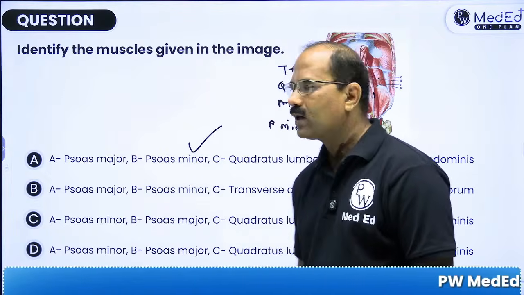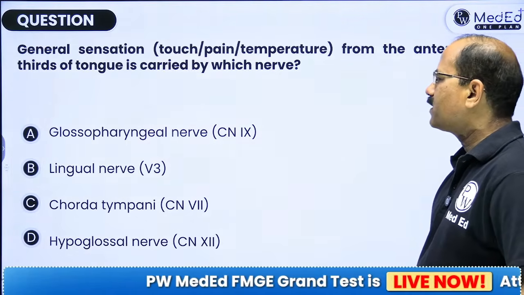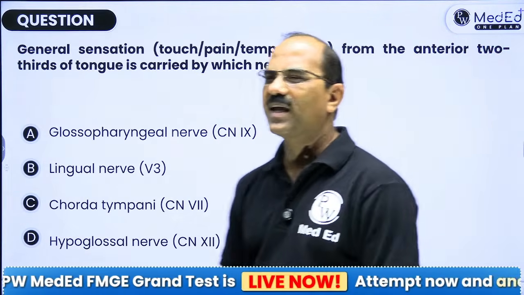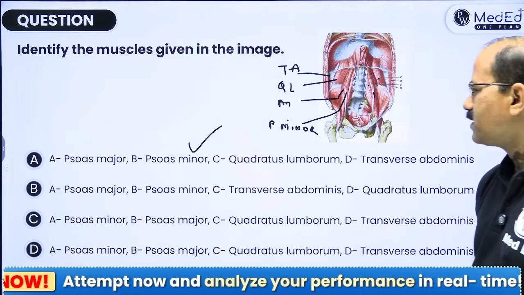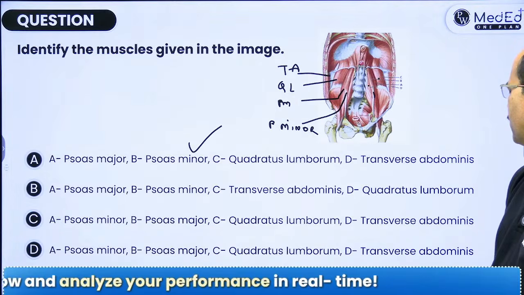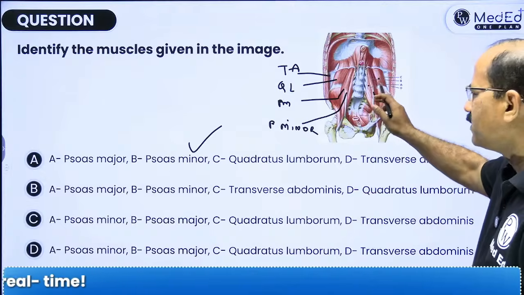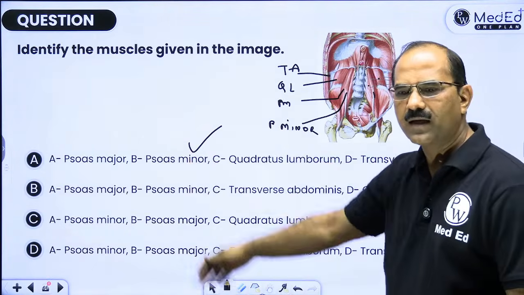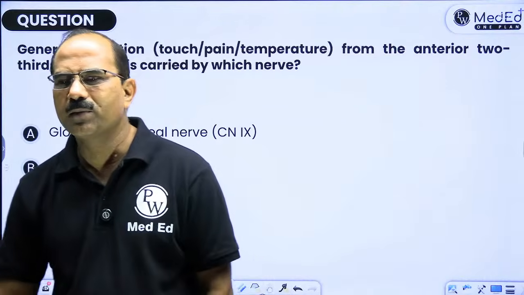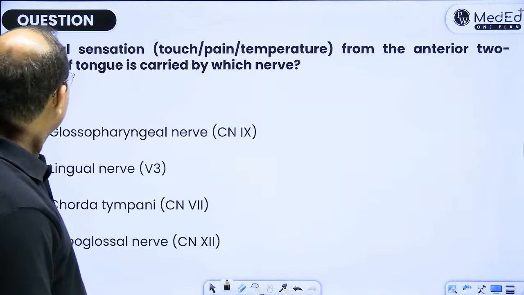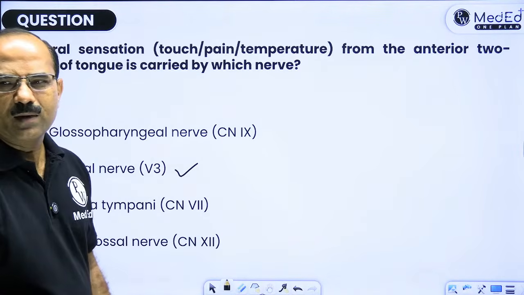General sensations from the anterior 2/3 of the tongue is carried by which nerve? We have already discussed this. Answer this. The answer is A for this. General sensations from the anterior 2/3 of the tongue is carried by the lingual nerve. You know this, no?